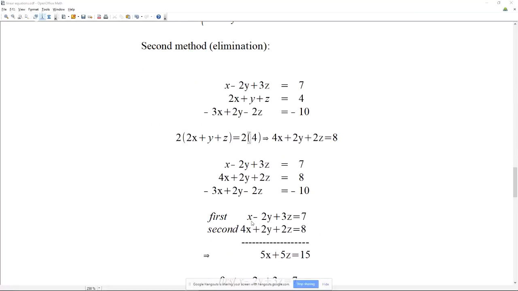Okay. So I'm going to add these together, and I get x plus 4x equals 5x.